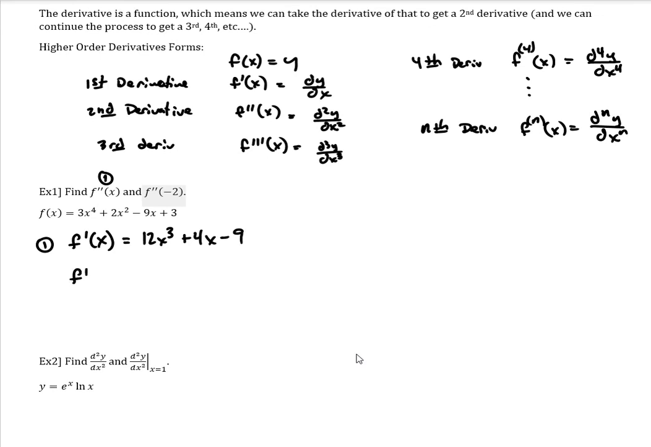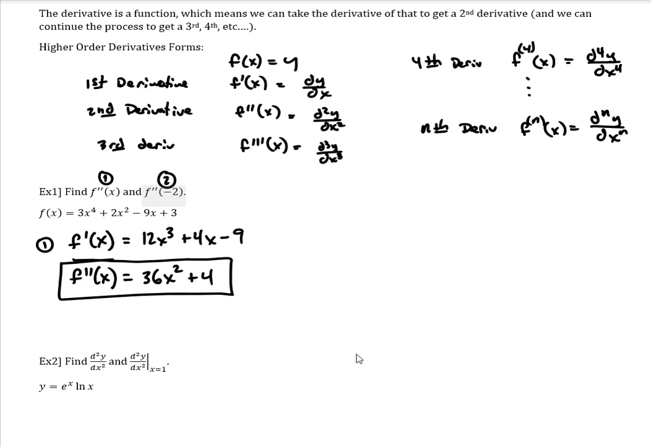And then the second derivative is now available to take. It's just take the derivative of this function. So the power rule tells you 36x squared plus 4. And then the derivative of minus 9 would be 0. That's it. It's not anything special. It's really just two derivative problems in one.